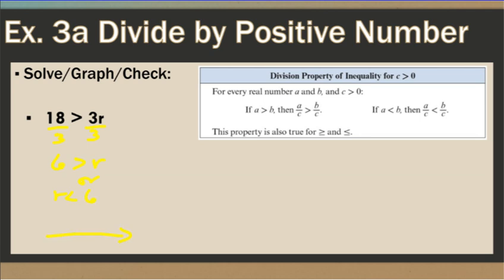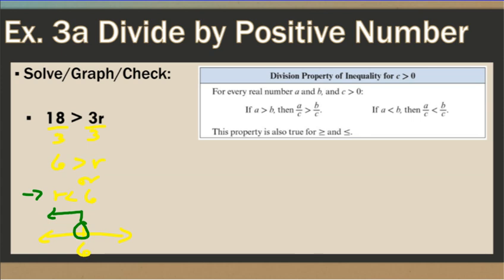Now if we put it on our graph here, this is where you need to go from the variable. So I would look at this one to write my graph. So r is less than 6, open circle on 6. Less than means it has to go to the left. Check our answer, a number less than 6.